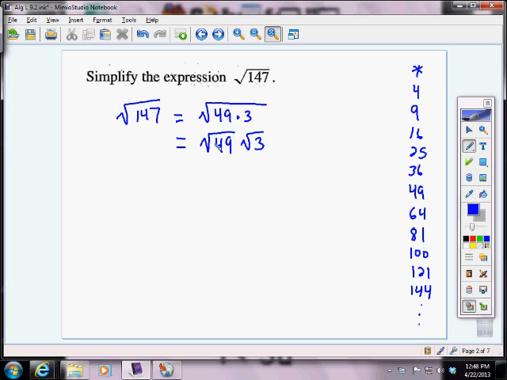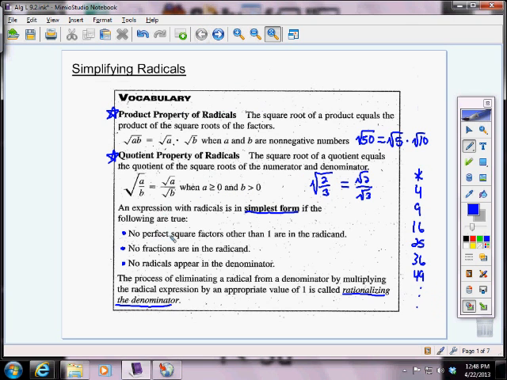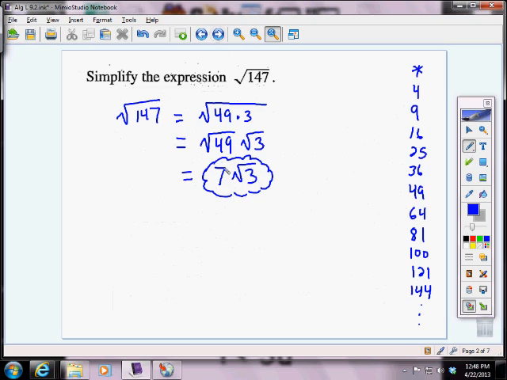Here's why we want perfect square factors. What is the square root of 49? 7. And let's look at the square root of 3. Besides 1, does 3 have any perfect square factors? No. And so we leave it as the square root of 3. So in simplest form, 7 times the square root of 3. That's right here: no perfect square factors other than 1 in the radicand, and we pulled out the perfect square factor of 49.